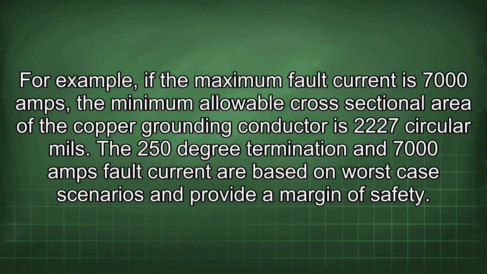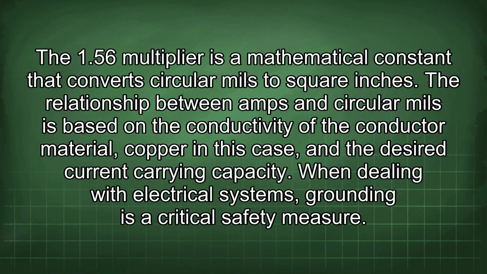For example, if the maximum fault current is 7,000 amps, the minimum allowable cross-sectional area of the copper grounding conductor is 20 to 27 circular mils. The 250-degree termination and 7,000 amps fault current are based on worst-case scenarios and provide a margin of safety. The 1.56 multiplier is a mathematical constant that converts circular mils to square inches. The relationship between amps and circular mils is based on the conductivity of the conductor material, copper in this case, and the desired current carrying capacity.